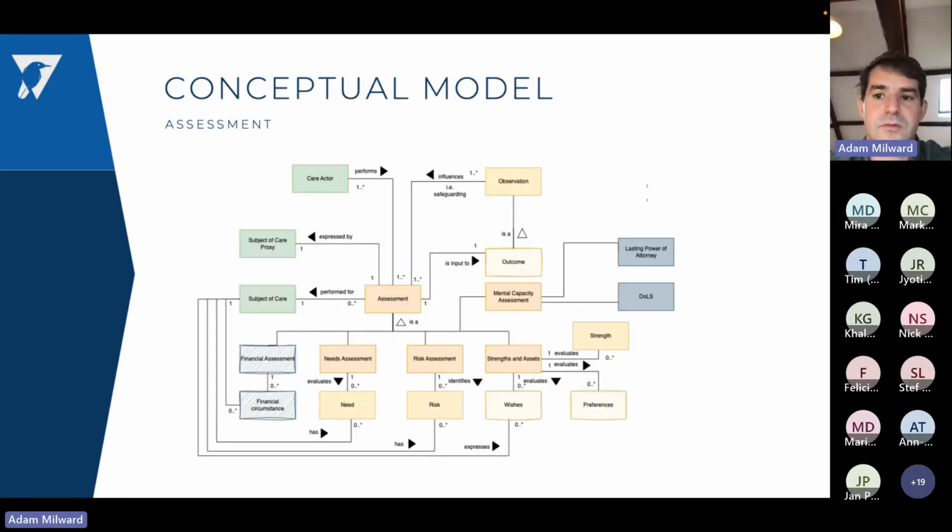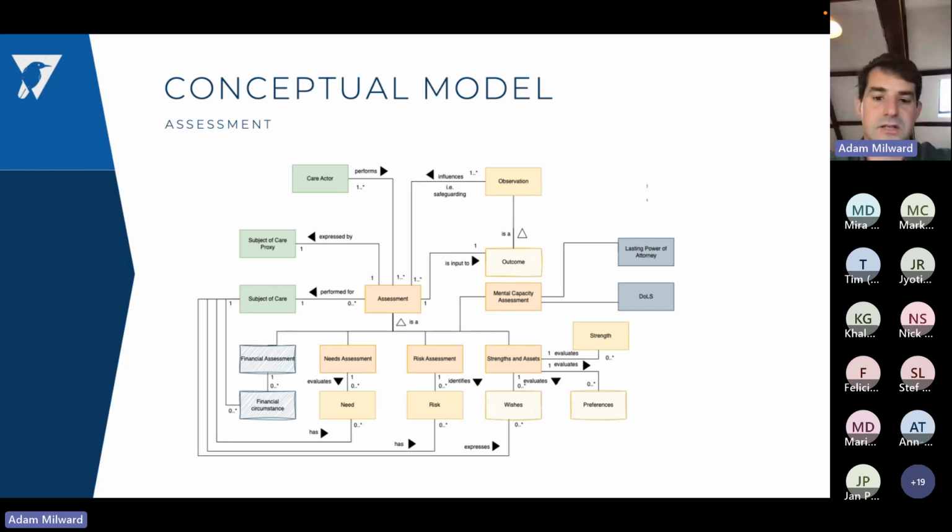Cool. So I think there's a bit more here that we'll go through. So the next part is around the assessments. So I think just a note on this model, we're not necessarily saying that there should be one big form that would include the needs assessment, the risk assessment, the strengths and assets.